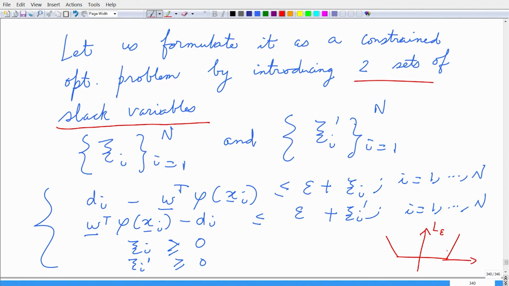d minus y, which is w transpose phi of x, has to be greater than epsilon, or this d minus y minus epsilon is positive. So I negate it and I get the second constraint. Similarly, the other way around, I have for this part, which is part 2, and this part which is part 1. So for both of these parts I formulate my constraints and I can represent them using inequalities like this.